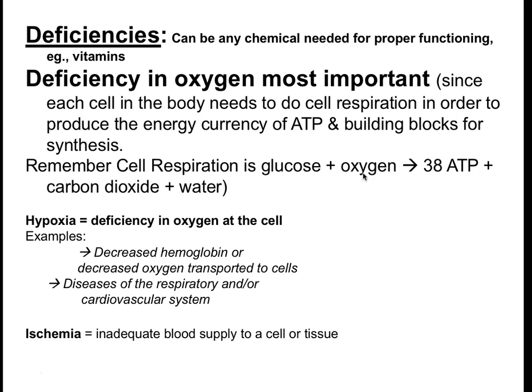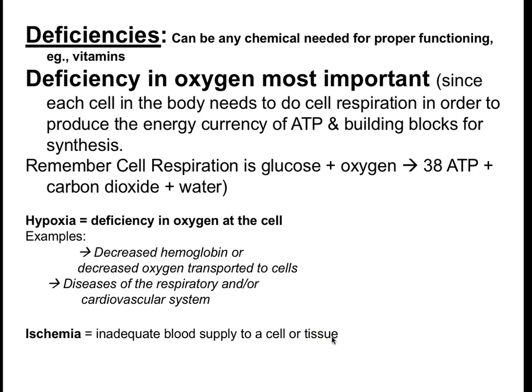Yes, they can do other things. Neurons will make neurotransmitters. Cells in the pancreas will make digestive enzymes. But every cell absolutely, positively depends on oxygen and glucose and cell respiration to make most of their energy and building blocks. If you don't give it enough oxygen and glucose, then the cell will either become diseased or die. So there are 2 terms, hypoxia and ischemia. Ischemia is inadequate blood supply to a cell or tissue.